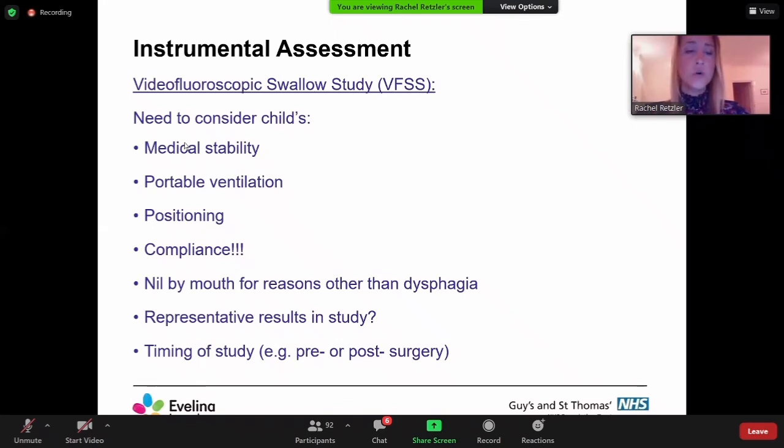And then also whether the study is representative of being able to give recommendations, and the timing of the study. So have they just had a surgery, or is it right before a surgery, and making sure that you're doing your best to manage all of that.